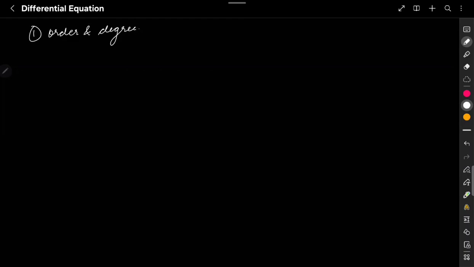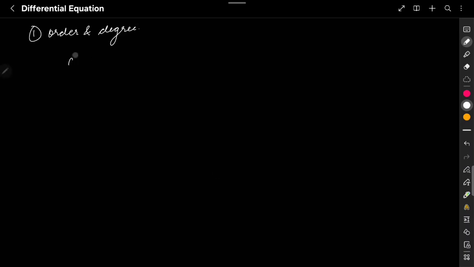How do we define order and degree? What is order? The highest order derivative present in the differential equation is called the order. And what is degree? It is the exponent of the highest order derivative when the derivatives are written in the form of a polynomial. It's important to note that degree may or may not be defined, because if it is not a polynomial, degree will not be defined for that expression, but order is always defined.